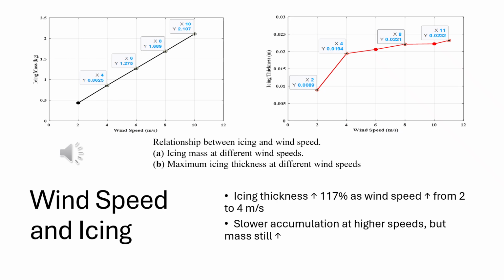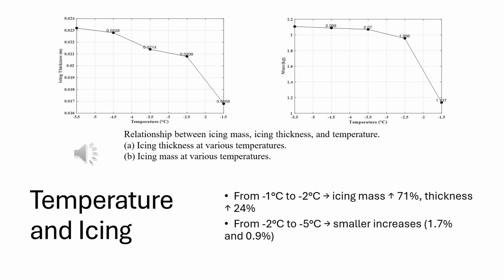The figure on the slide shows how both icing mass and thickness vary with wind speed. These relationships are important because they influence when and how we activate the de-icing system. If we understand the critical wind speed where icing is most aggressive, we can preemptively respond with more efficient ice detection and mitigation strategies. Temperature is perhaps the most crucial factor in ice formation.